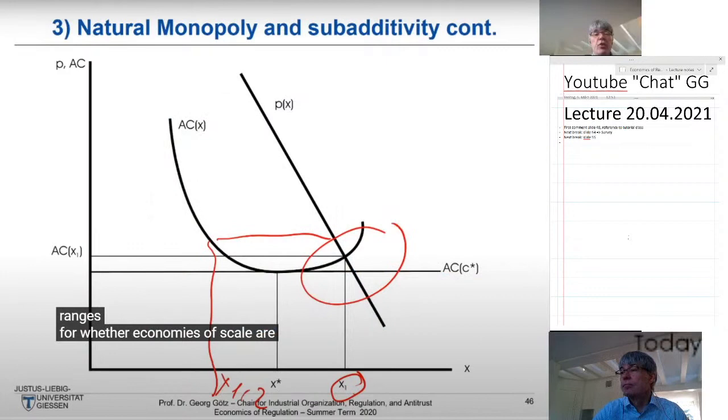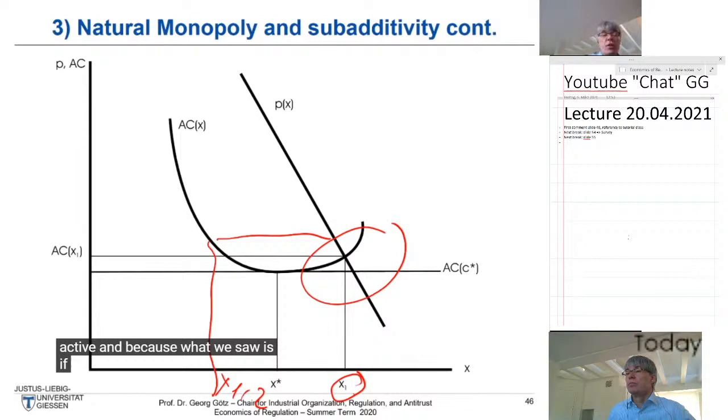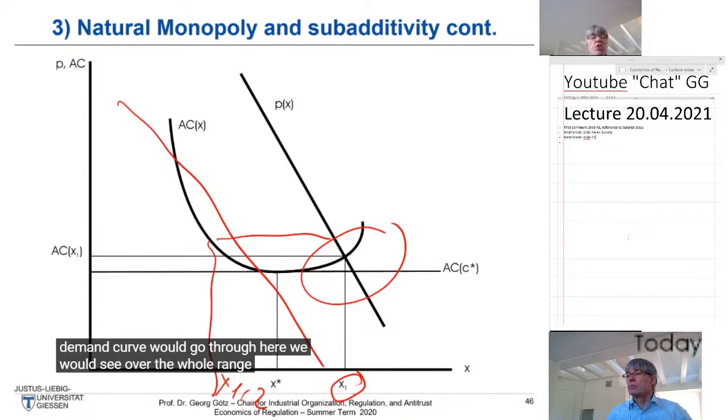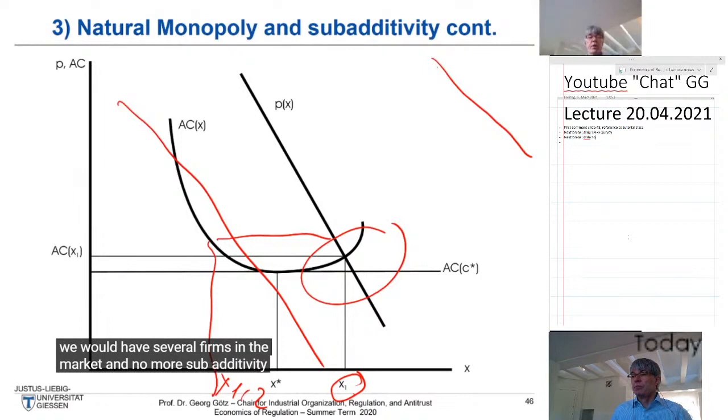Because what we saw is the example with the capital K, the fixed capital. If, for instance, the demand curve went through here, we would see economies of scale over the whole range. If the demand curve were out here, we would have several firms in the market and no more subadditivity. So that's what's important with respect to the relevant range.